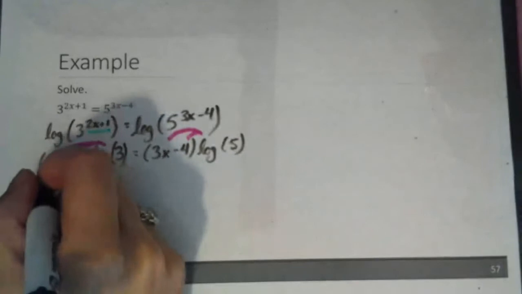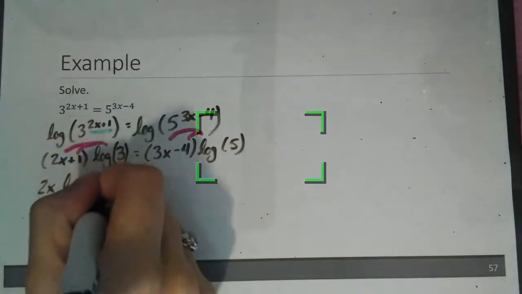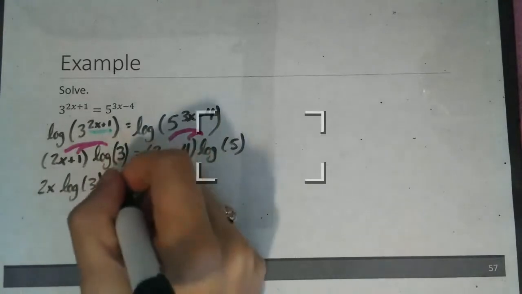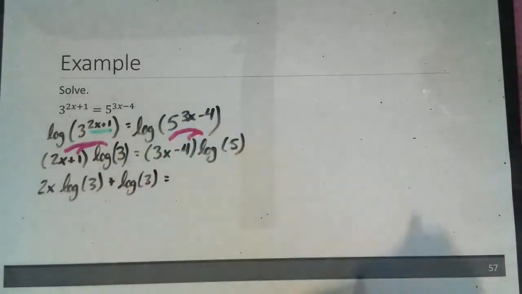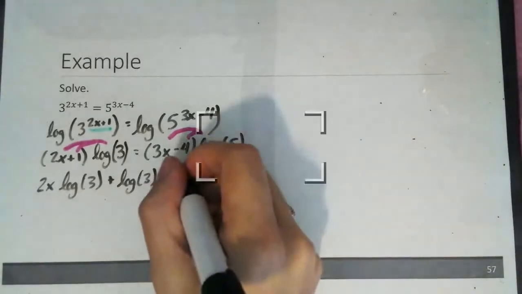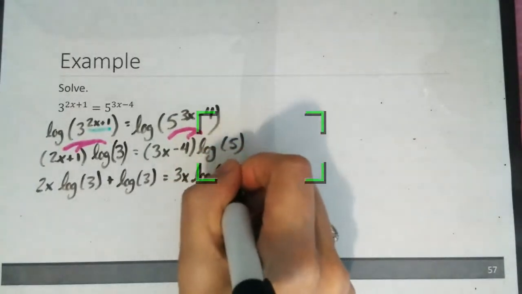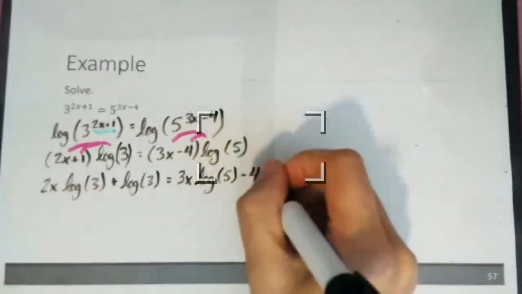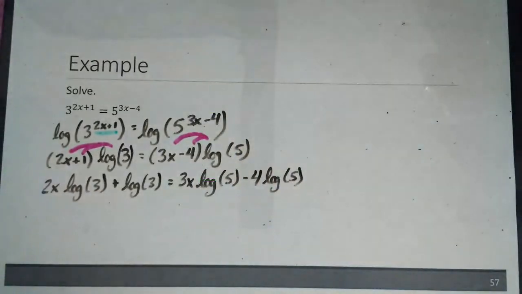So first up, I have 2x times the log of 3 plus 1 times the log of 3 is just the log of 3, will be equal to 3x times the log of 5 minus 4 times the log of 5. So there I have distributed.